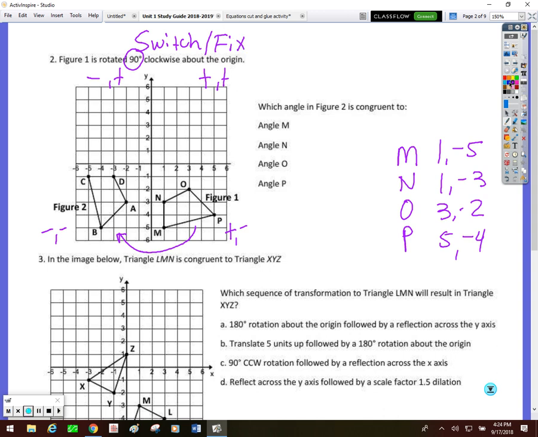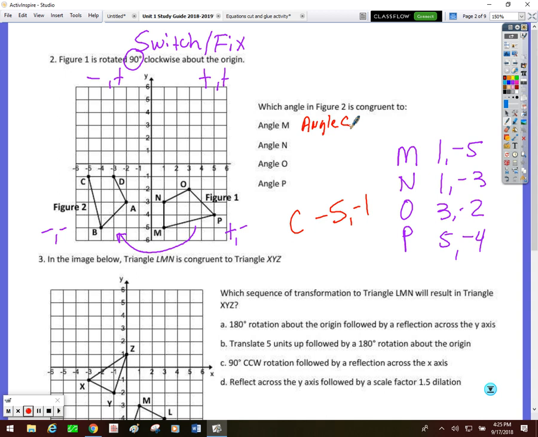So if I switch and I fix, well, if I switch, 1, 5 becomes 5, 1. And if I go into quadrant 3, I know both of those are negative. So what coordinate is at negative 5, 1? There's C. So C is there. So M is congruent to angle C, or vertex C.